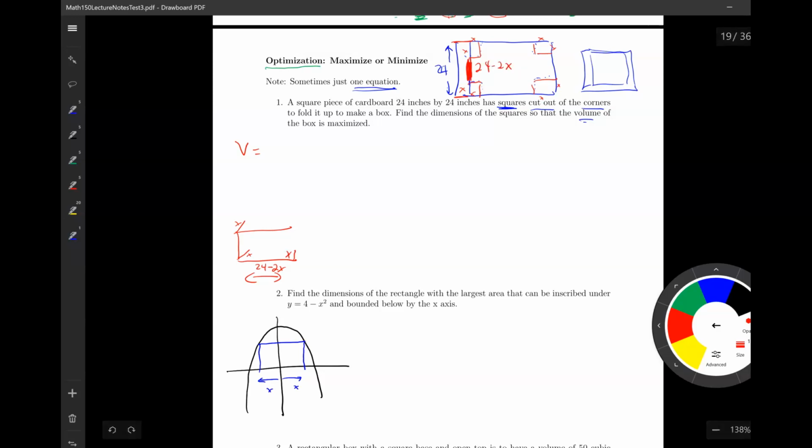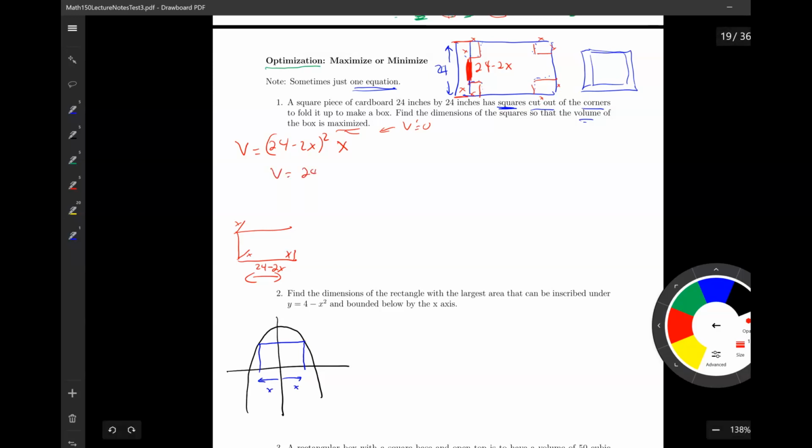Okay, so volume is length times width, which will be another 24 minus 2x, times height, which is x. That's the volume of the box. That's what I want to maximize. So this is going to be what I want to take the derivative of and set equal to 0. We could do the product rule. We could multiply it out. Let's just multiply it out.